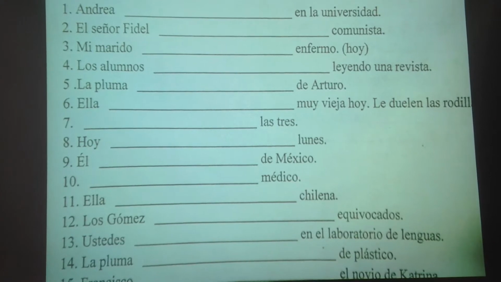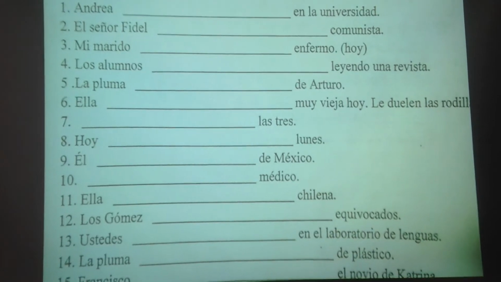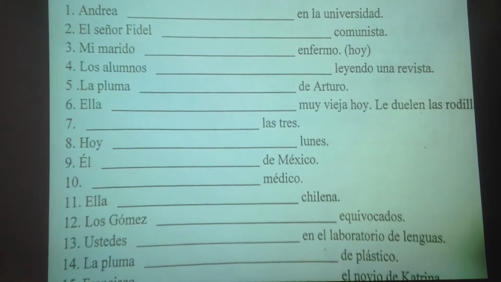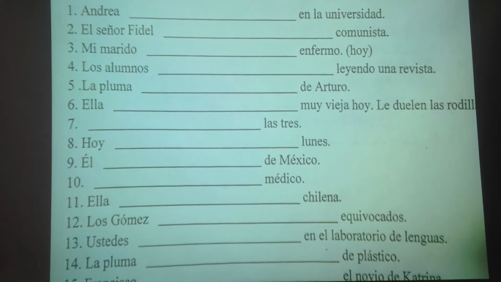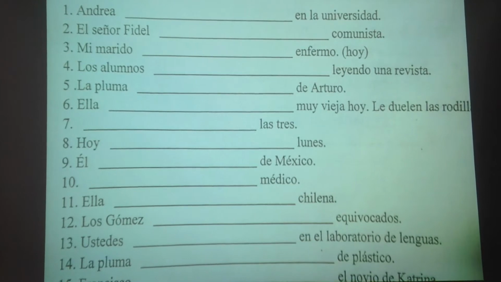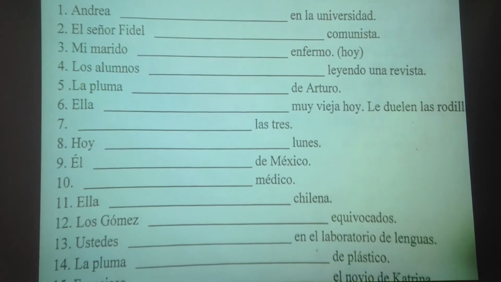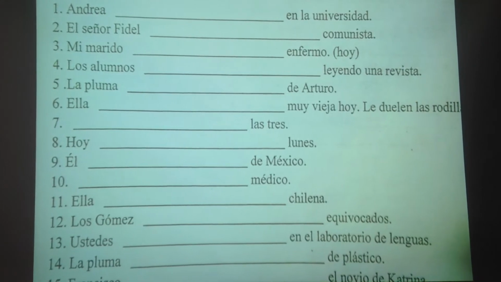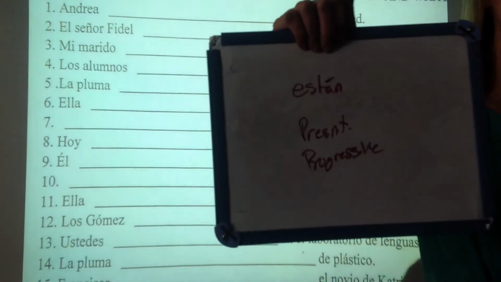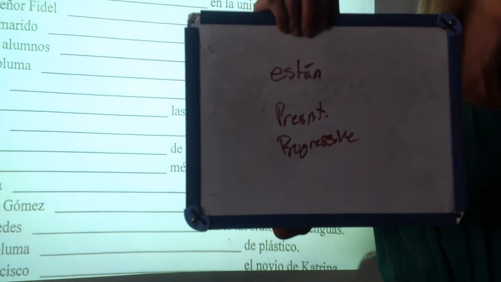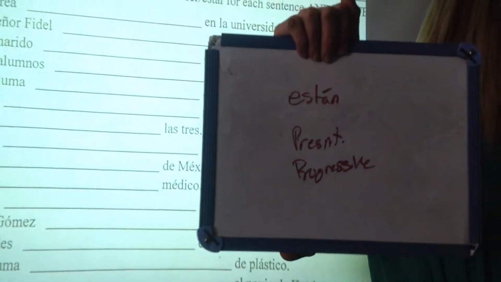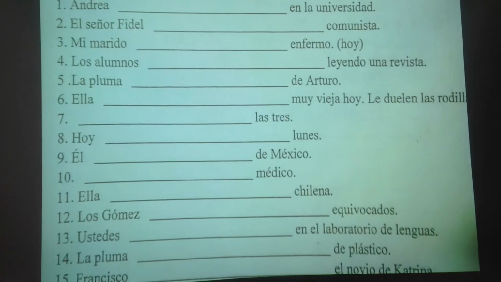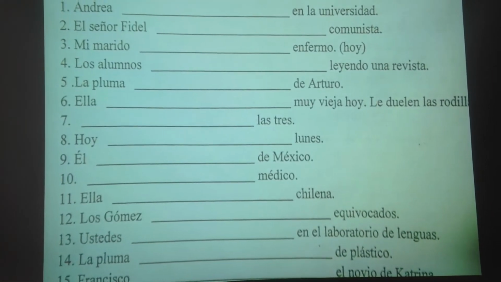Do you need to necessarily know what it's meaning? No. You just need to use the right form of estar. If it's los alumnos, what form of estar does it have to be? Okay? Están, and it's the presente progresivo. This is an ongoing action. That makes sense, okay? Is this helpful what we're doing right now? Yes. Is it? Okay. All right, we'll keep going.